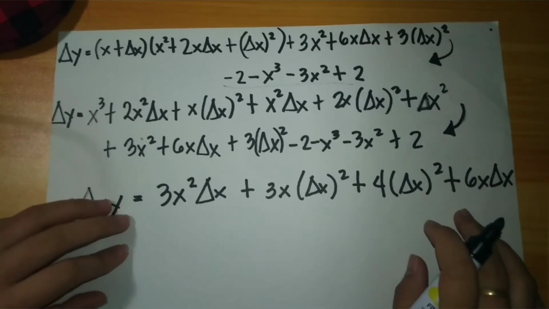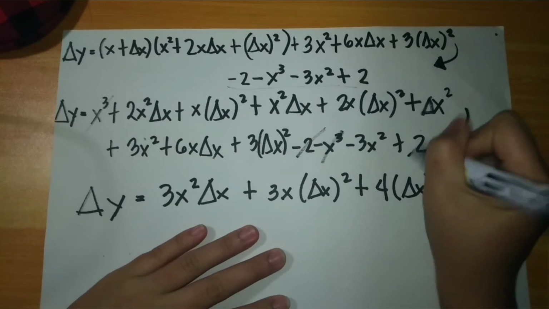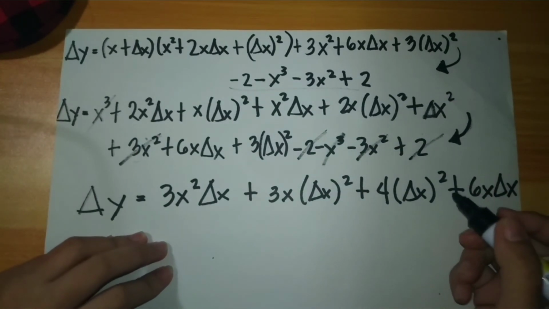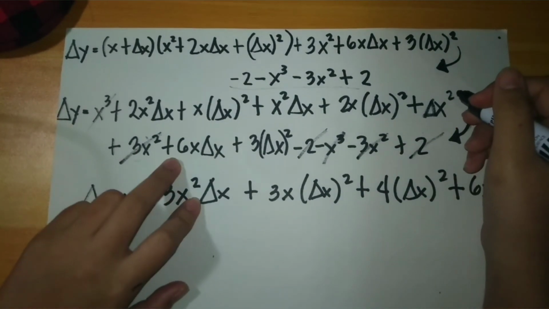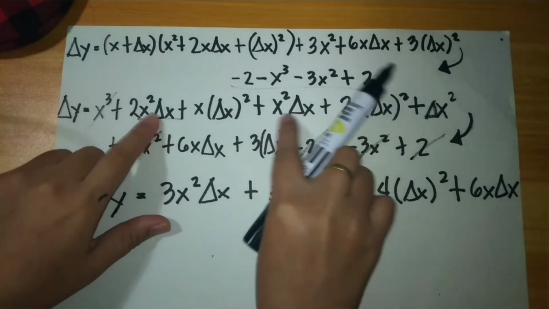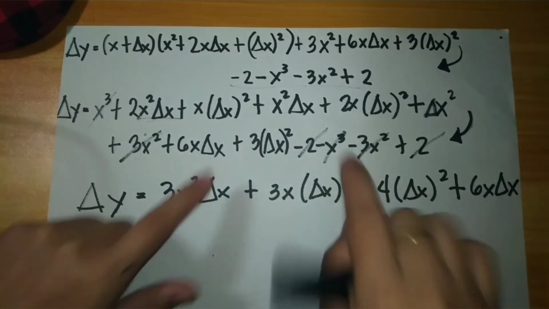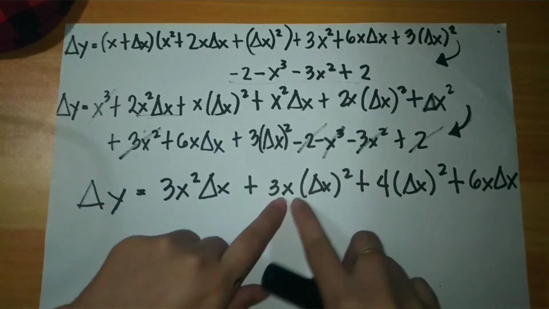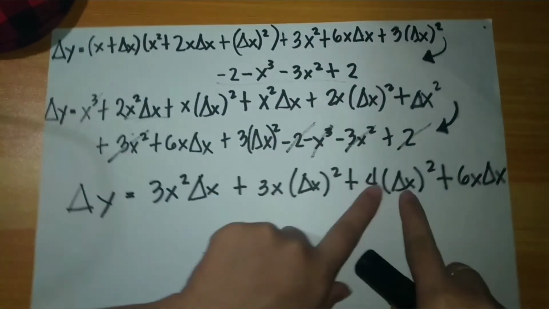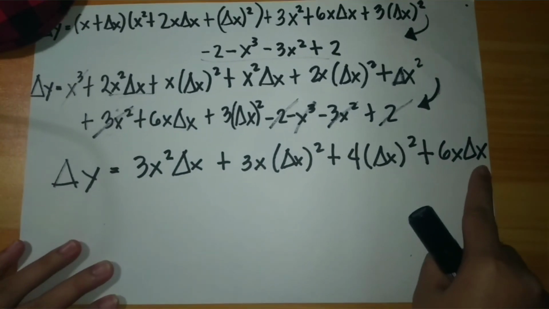So x cubed and negative x cubed cancel. Negative 2 and positive 2, as well as negative 3x squared and positive 3x squared, will answer 0, so we're going to cancel them. Then we continue with the 3x squared delta x, and then these terms combine to give this result, plus the remaining 6x delta x.